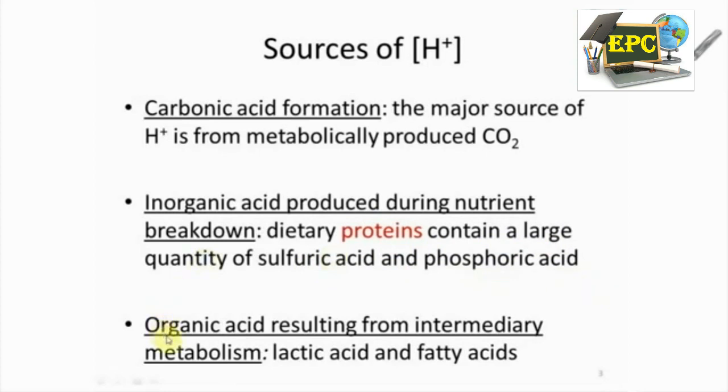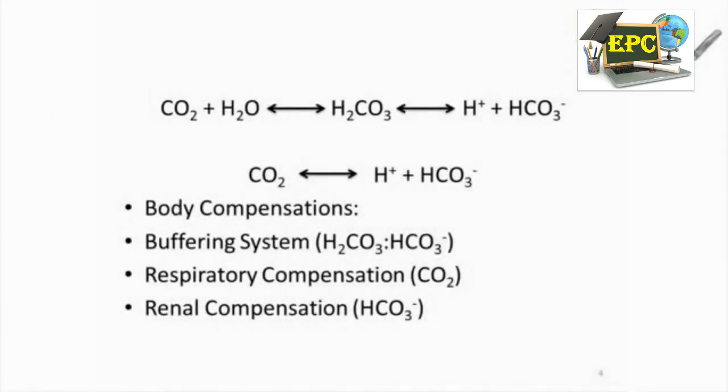The other and last source of hydrogen is basically organic acid resulting from intermediary metabolism, for example, lactic acid and fatty acid. So lactic acid, for example, in workouts, and fatty acid, for example, when you burn down fat in your body. Now, here is the equation of hydrogen ions and bicarb and what they give us, and they end up with, as you can see, carbon dioxide. So there's a relationship between all of them.